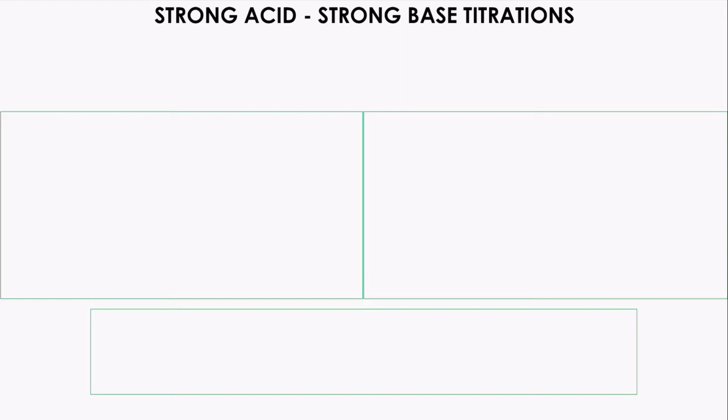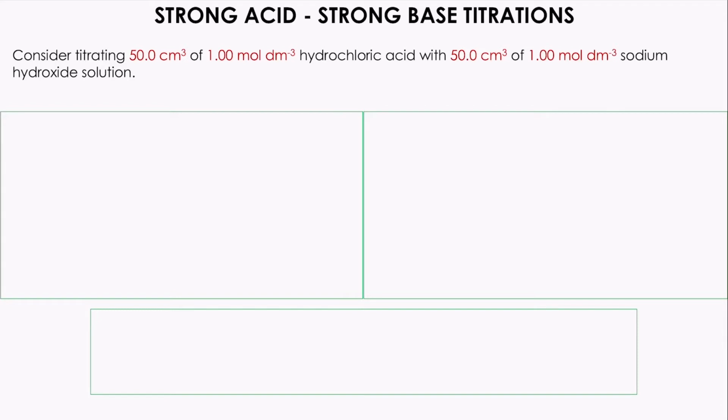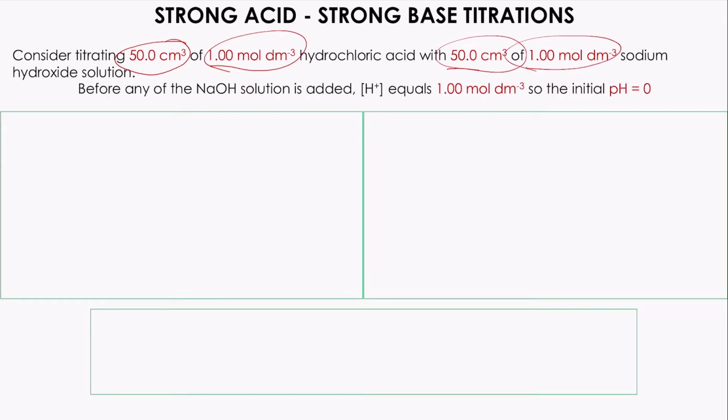Let's start our lesson. If we have 50 cubic centimeter of this concentration, 1 hydrochloric acid, with 50 cubic centimeter of this concentration sodium hydroxide solution. Before any of the NaOH is added, we have in our flask only hydrochloric acid, so the concentration of the hydrogen is equal to the concentration of the acid, which is 1 mole per cubic decimeter, so the initial pH is equal to 0.